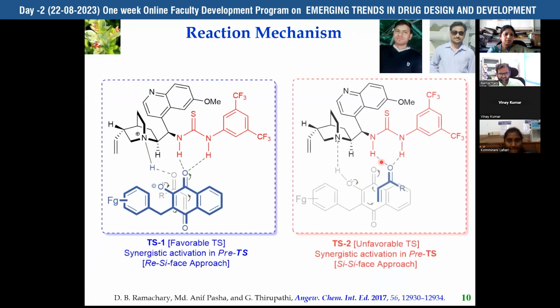Well, this is what we explain with the pre-transition state, to explain why this way is the major enantiomer and this way is the minor enantiomer. What is the energy difference between these two? Because this is the most feasible path and this is a little higher energy path. Because of this high energy path, it is not involved in making the minor enantiomer.